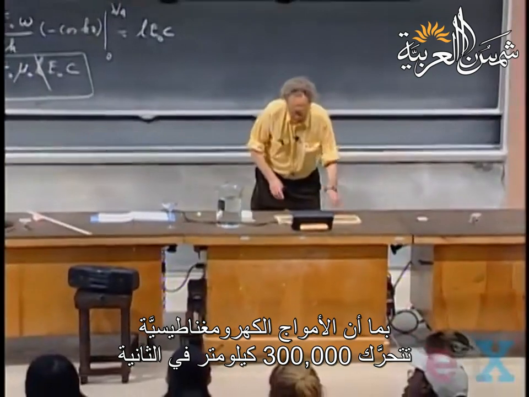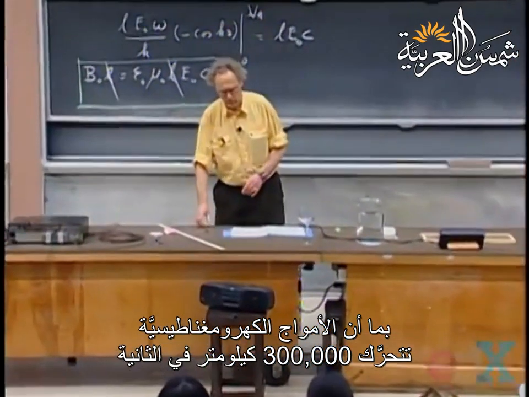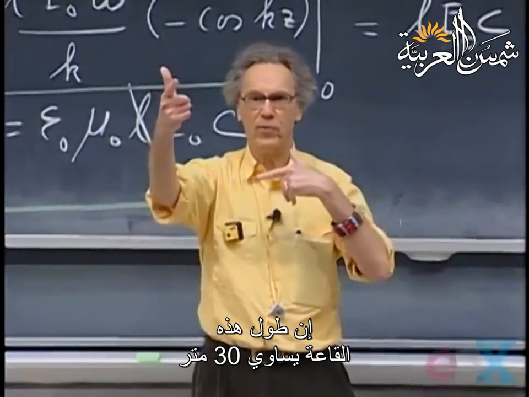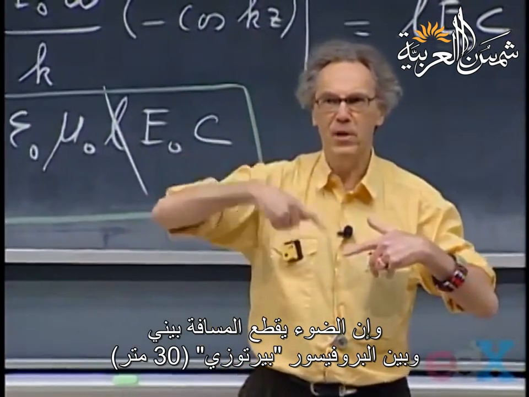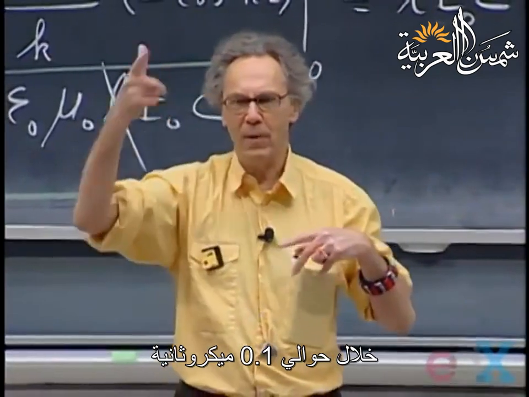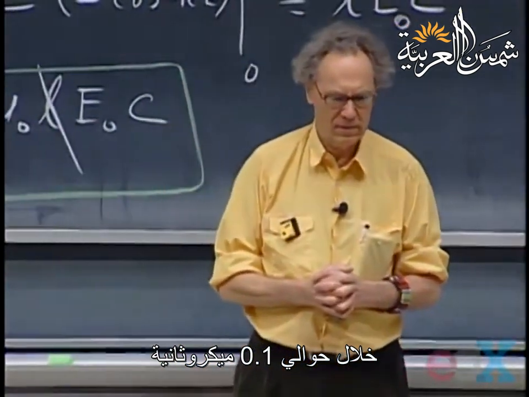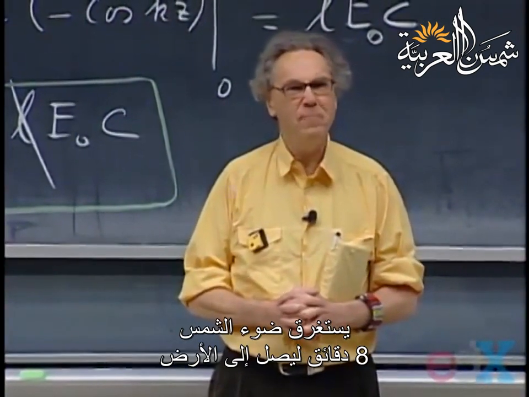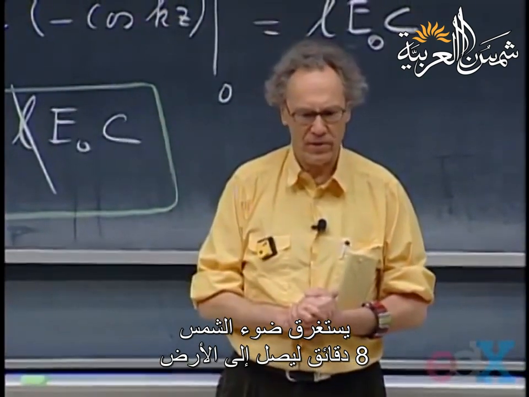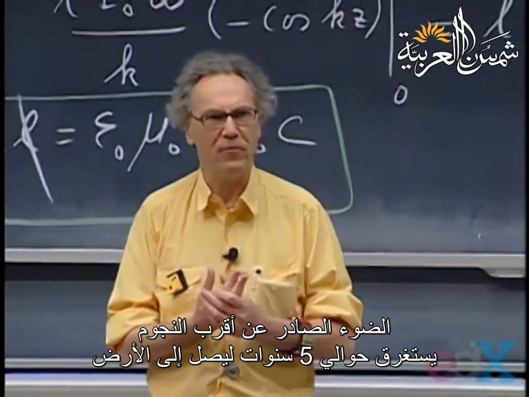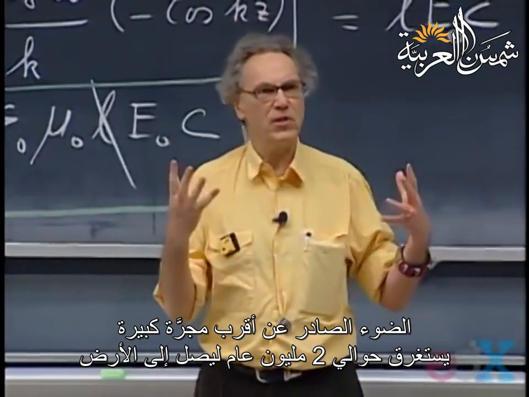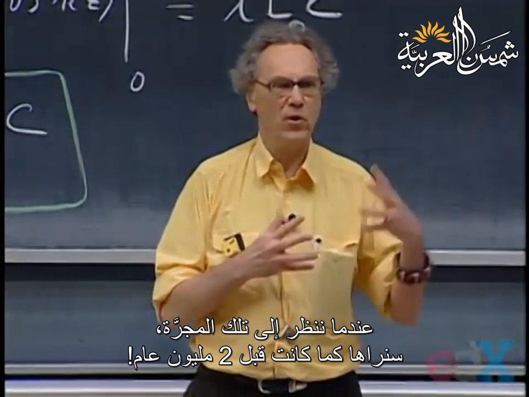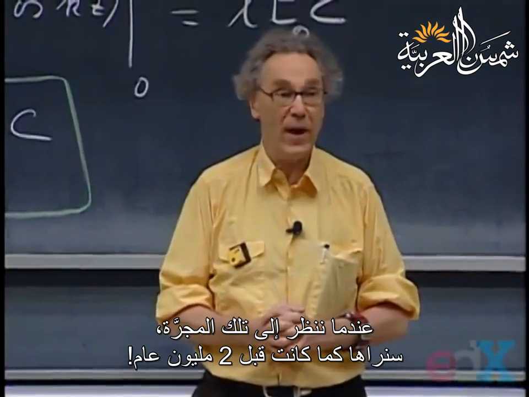So given the fact that electromagnetic waves travel at 300,000 kilometers per second, 1 foot would take 1 nanosecond. The light from me to Professor Bertozzi all the way at the end, 30 meters away, would take about 0.1 microseconds. Radio waves to the moon take 1 second. It takes 8 minutes for the light from the sun to reach us. The light from the nearest stars would take 5 years. And the nearest large galaxy to the Earth would take 2 million years for that light to reach us. So when you look at that galaxy, you see the galaxy the way it was 2 million years ago.